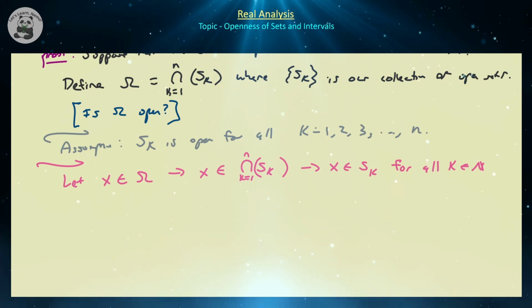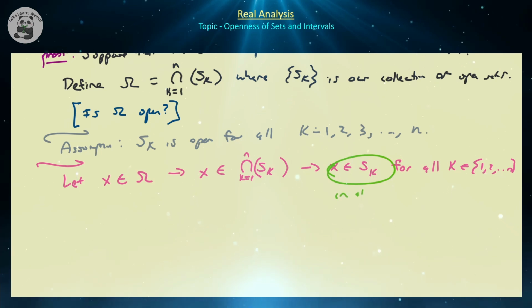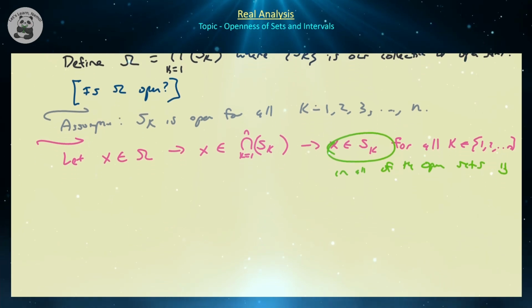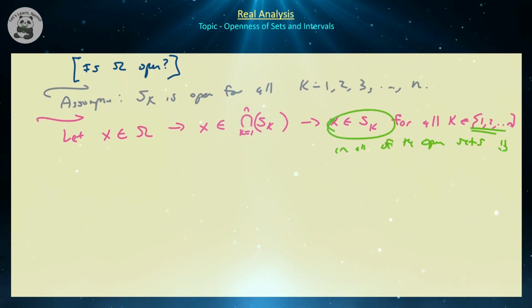Well, not in the set of natural numbers, but in that subset, right? 1, 2, all the way up to n. So if that is true, it's in each of those open sets, right? In all of the open sets, in all of them. So we're going to do n neighborhoods at the same exact time. Let's see if you can follow.